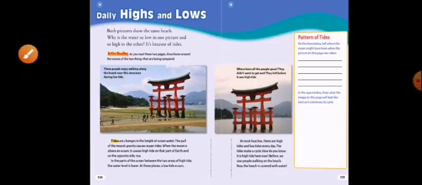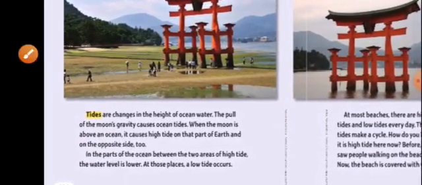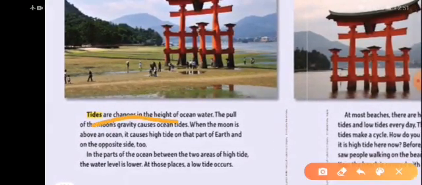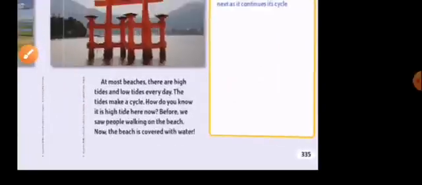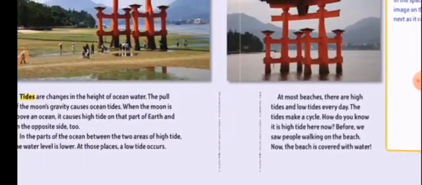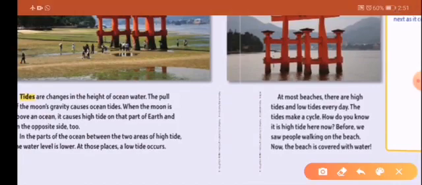Now please turn the page on page 334. Here we have the meaning of the word tides. Tides are changes in the height of the ocean water. So please make sure that you highlight this sentence. Also, if we read here in the active reading, as you read these 2 pages, draw boxes around the names of the 2 things that we are comparing. We compare between the high tides and the low tides. So we want to draw boxes around the word high tide and low tide.